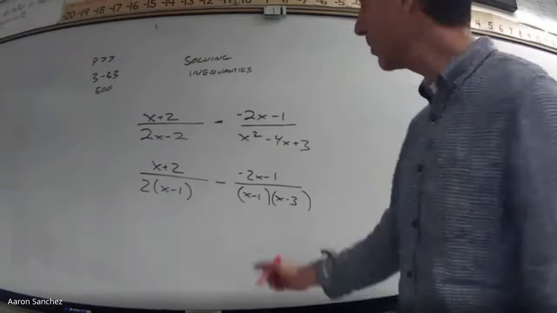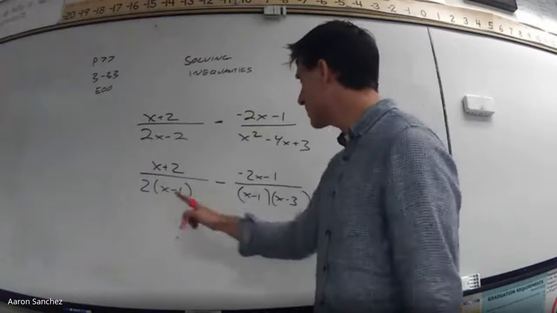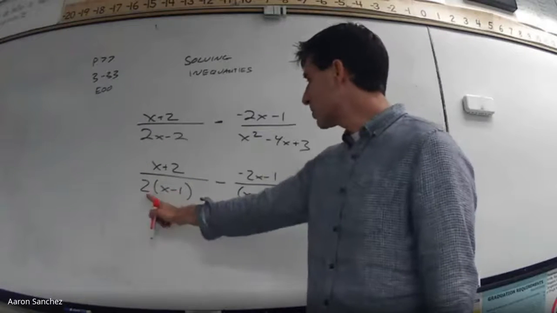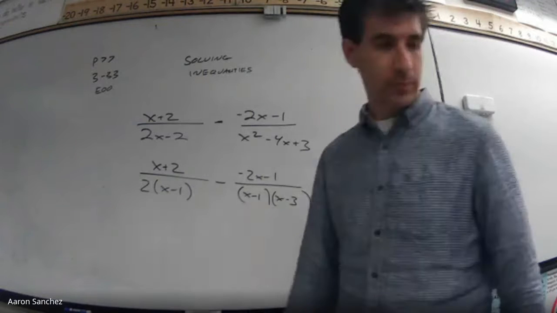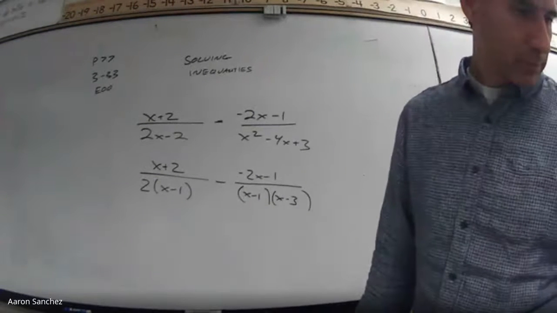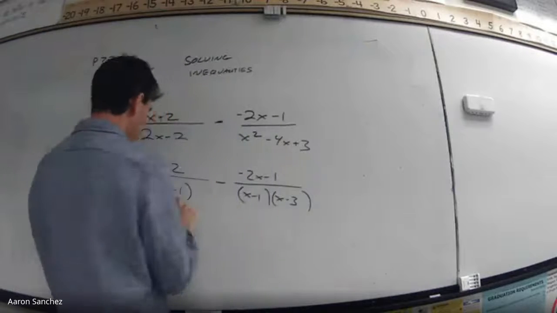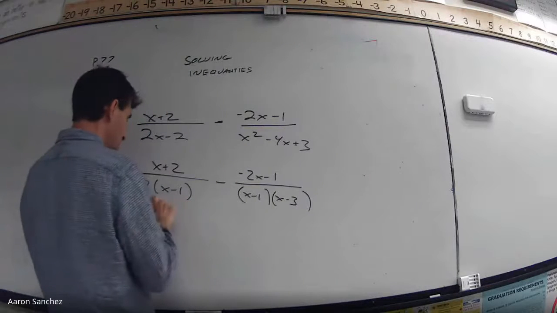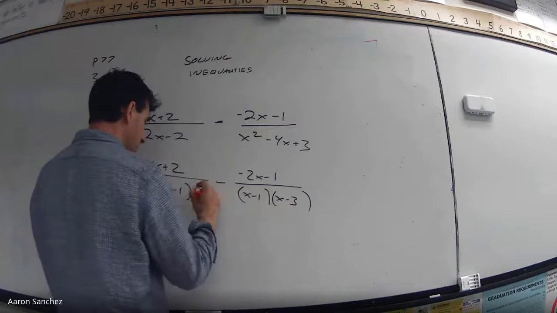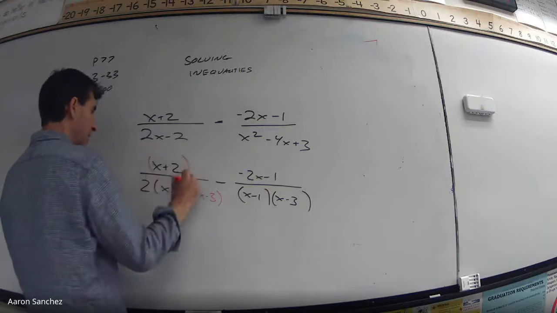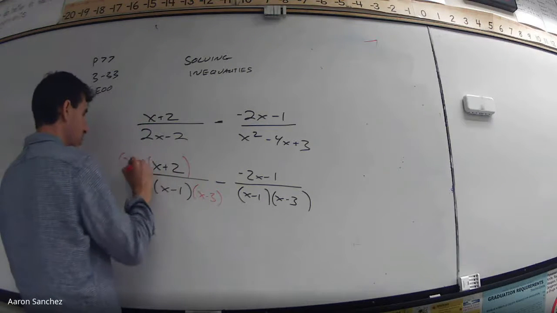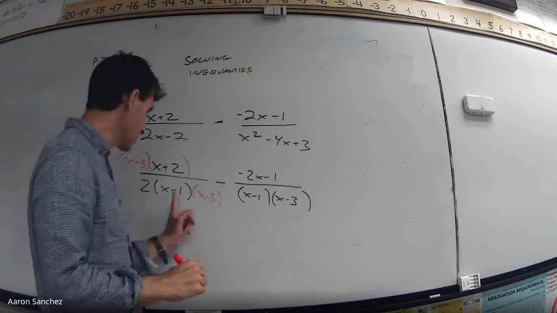No, I'm asking you a question. What is this missing that this one has? This has a 2 and an x minus 1. I want them to be the same. x minus 3? Yes, I need an x minus 3. In order for these to be the same, this has a 2 and x minus 1, but it is missing an x minus 3, so let's give it an x minus 3. If I do that, I have to multiply this by x minus 3. Boom. So now this is 2, x minus 1, x minus 3.